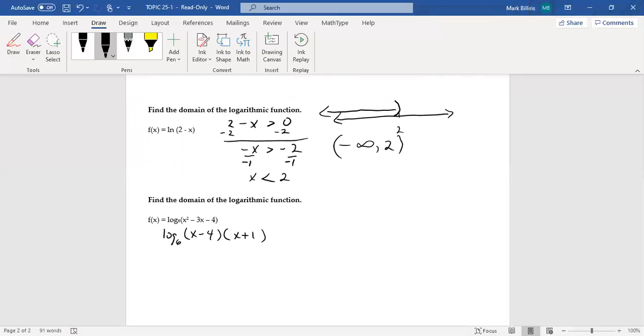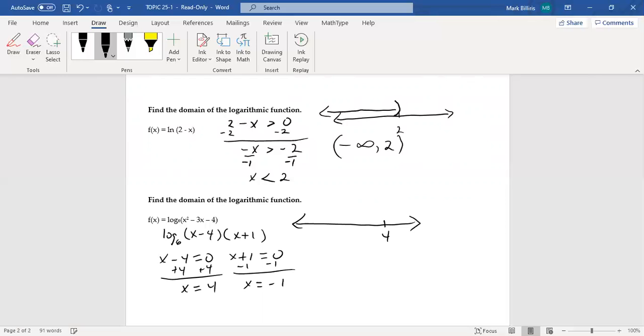Remember, our argument, the x minus 4 times the x plus 1, has to be positive. So what we're going to do is set up our number line and put in our endpoints. How do we find our endpoints? We set each one to 0. So my first endpoint would be at positive 4, and my second endpoint would be at negative 1.